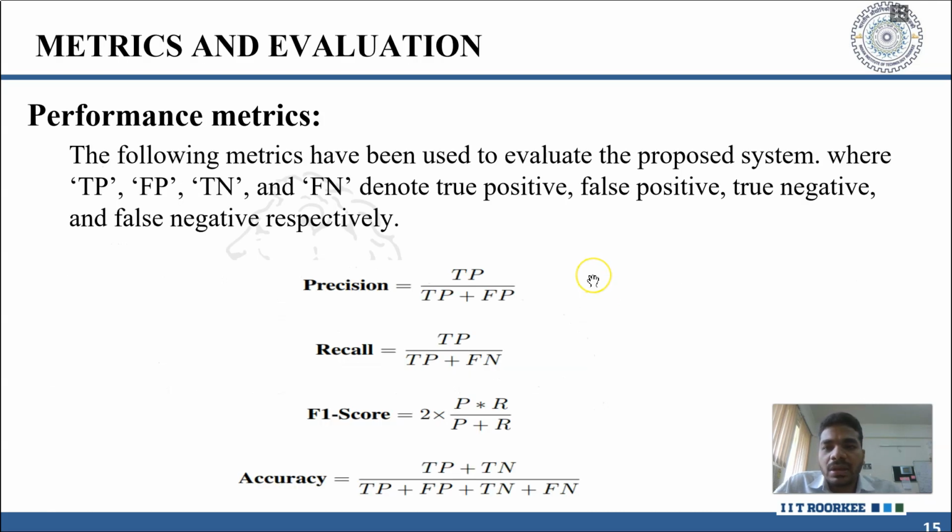The metrics and evaluation here: the performance metrics we have used to measure the performance of the proposed model are precision, recall, F1 score and accuracy. So these are the formulas for precision, recall, F1 score and accuracy. These metrics have been used to measure the performance of the proposed model.